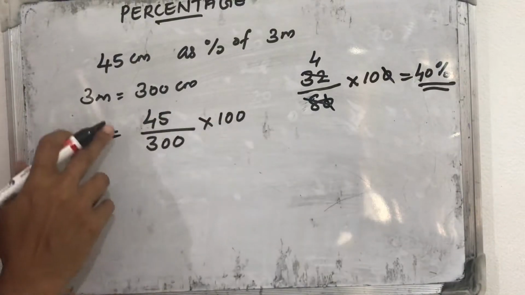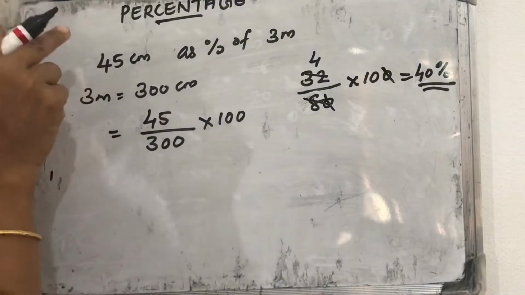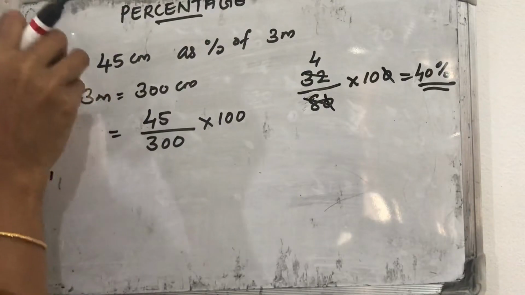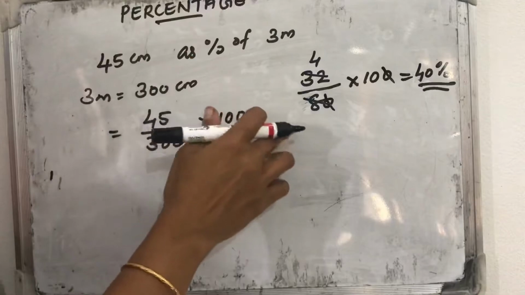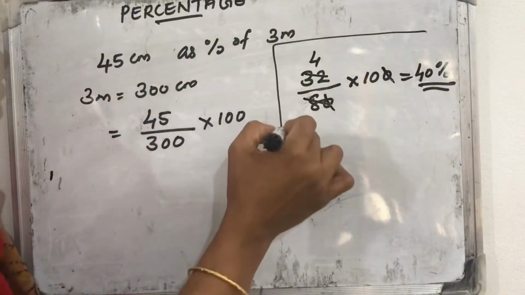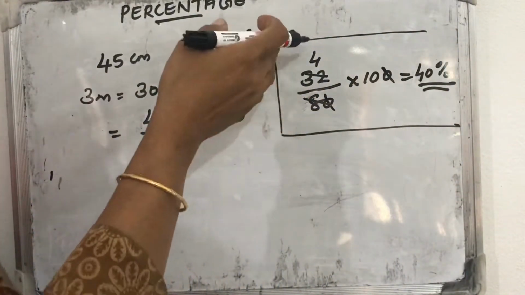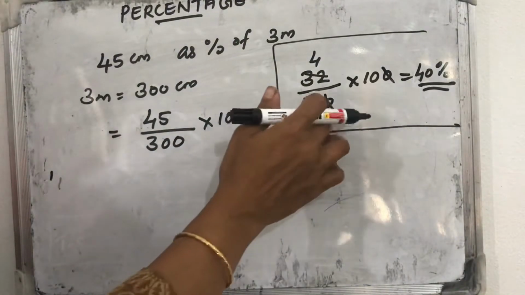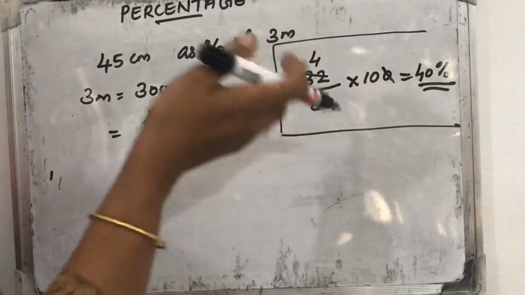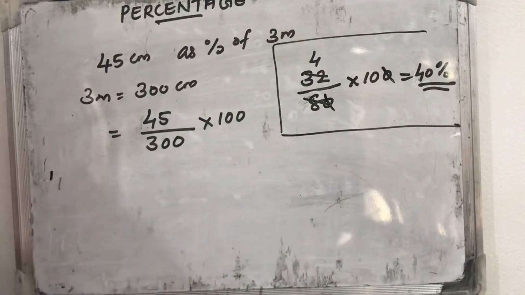Here also, we are finding 45 centimeter is how much percentage of 3 meter. Just like in the case of marks, it is always coming in our daily life. If you got 1 mark out of 80, how much percentage is that? A suitable example is this, and related to it you can find all this type of questions.